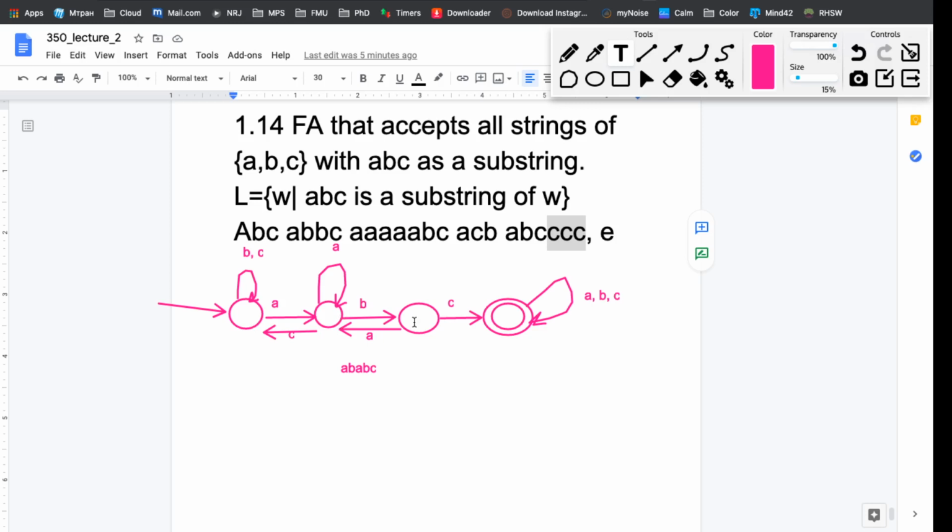Moving on. So A, B, C. Okay, perfect. Now, next, what do we do from this state on B? For example, if we have A, B, and then B. In this case, we already broke the pattern completely. So we need to start all over again looking for A, B, C. Only this way can we make it accepting, which means we basically need to come back to the start state on B.